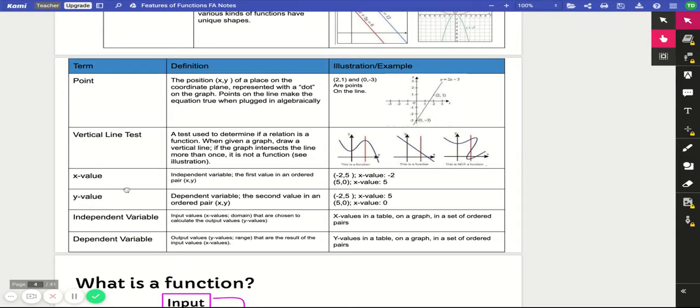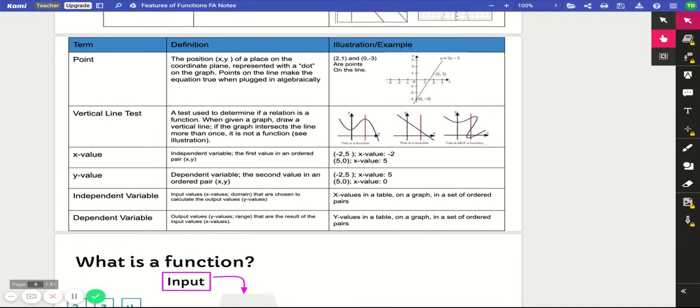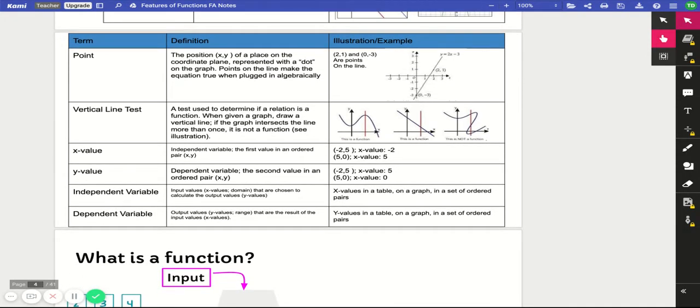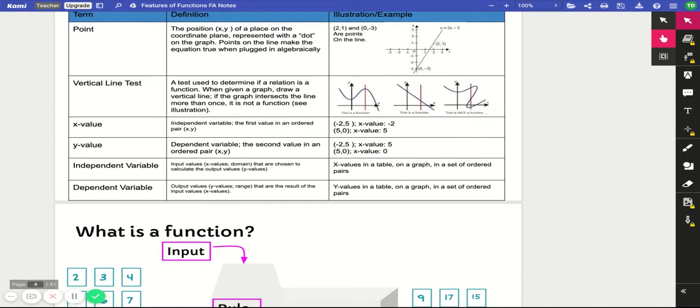Our x value is our independent value, and it's the first number in an ordered pair. Our y value is the dependent variable, which is the second number in the ordered pair. Independent variables are input values that are chosen to calculate the output values. A dependent variable is the output. That's the result of the input value.